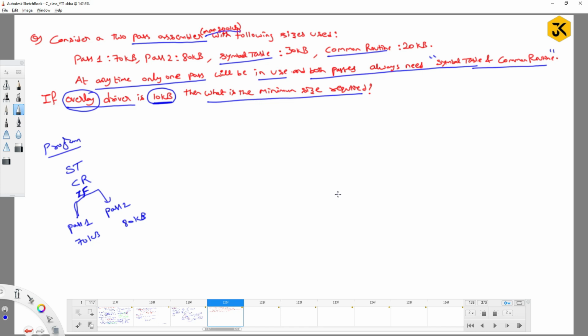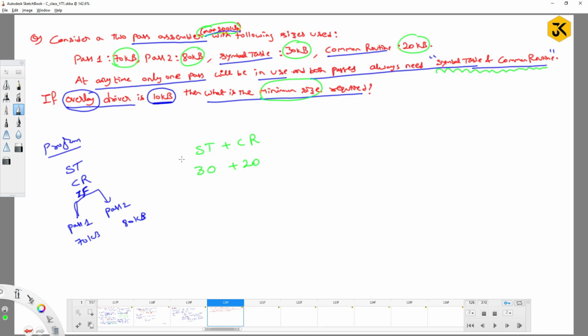In general, try to identify why they say the maximum size is 200 KB. It is because if you combine pass 1, pass 2, the symbol table and the common routine, it is equal to 200 KB, right? But they are asking what is the minimum size required instead of 200 KB. If you use the overlays technique, observe the things common to both pass 1 and pass 2: the symbol table and the common routine. What is the size of the symbol table? 30 KB, and the common routine is 20 KB.